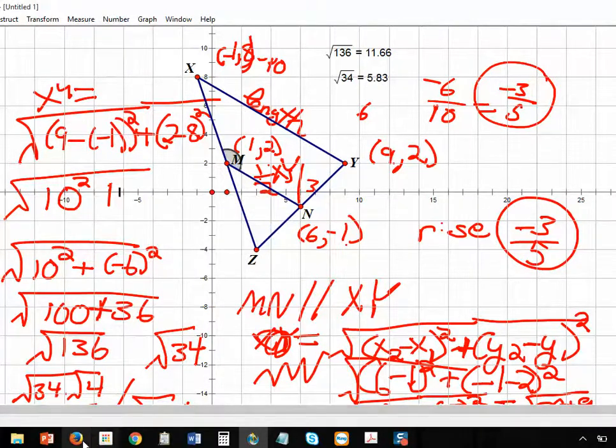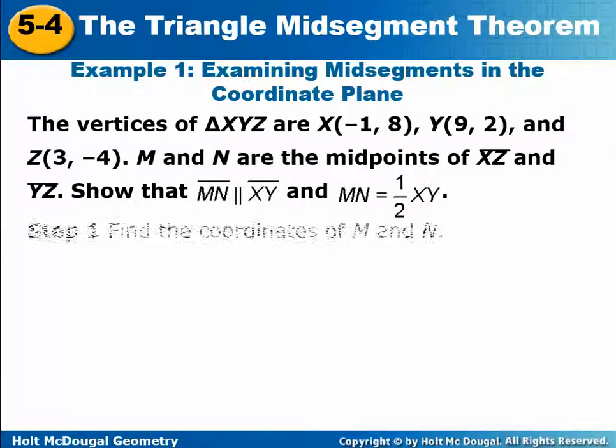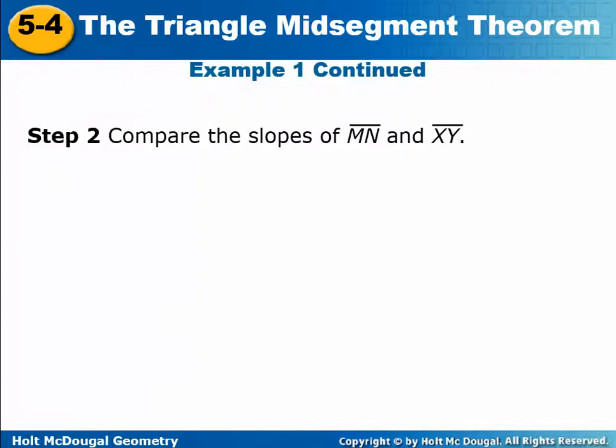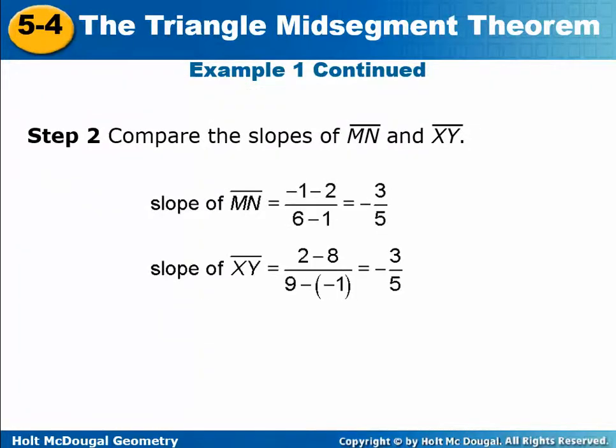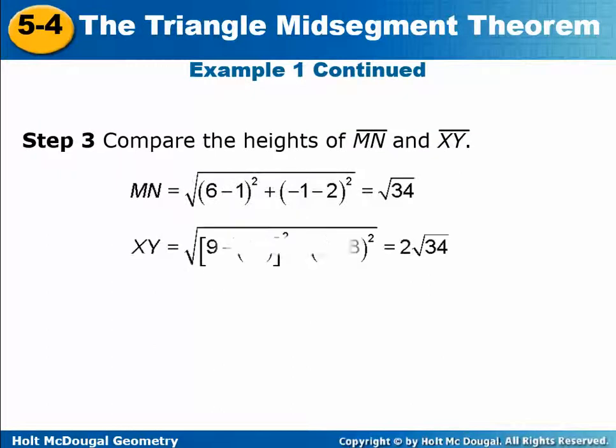All right, I'm moving back to the PowerPoint here. All right, so they're going to go through all these steps as well. They found the midsegment to get the coordinates. I just looked at them from the graph. Then they found that the slopes were both -3/5, so the lines are parallel. And then they found the lengths of both of them, and they got that one was half of the other.